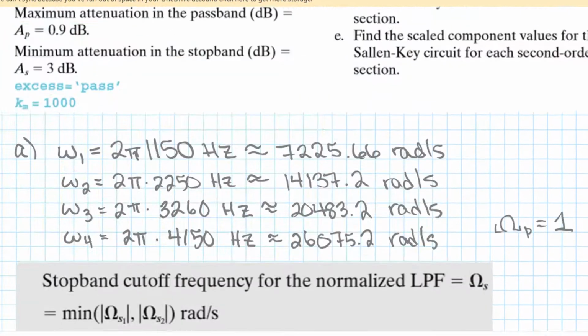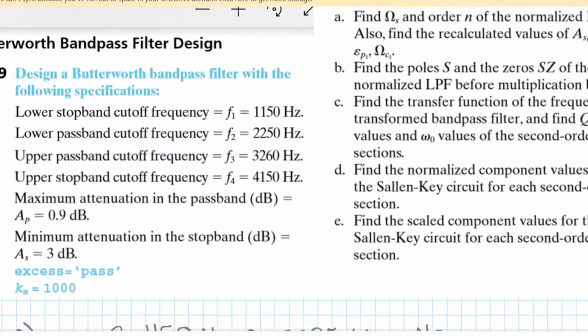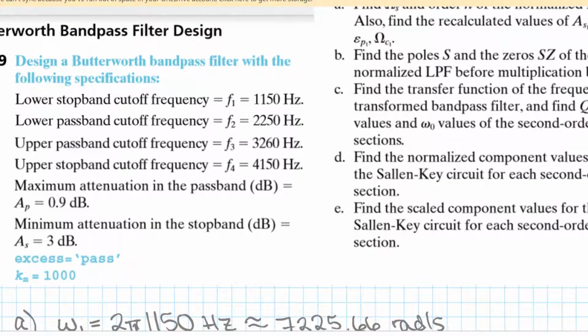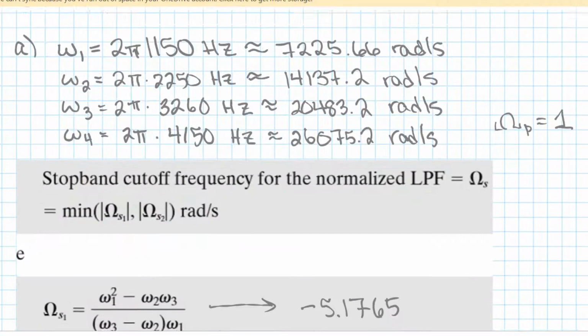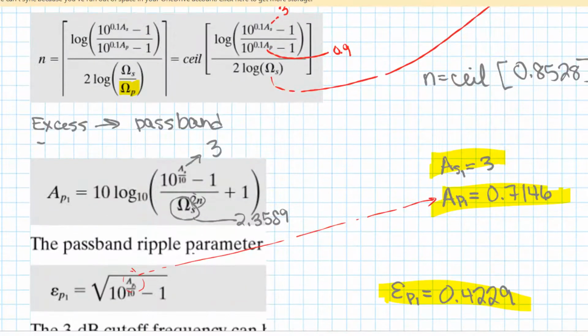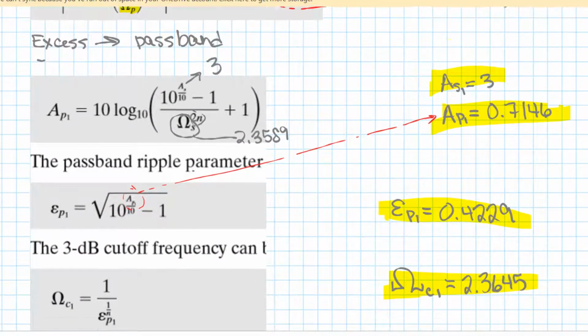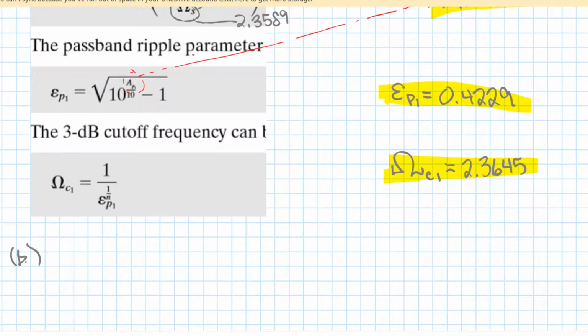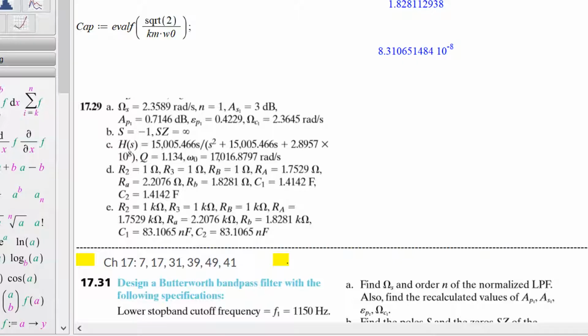Okay, and then part B says find the poles and the zeros of the normalized. Well, if it's order 1, then it's like a straight line, so it has to cross the horizontal axis, and to normalize it, it's just the pole is at s equals -1. And then there's 1 zero at s equals infinity. And there you see that.